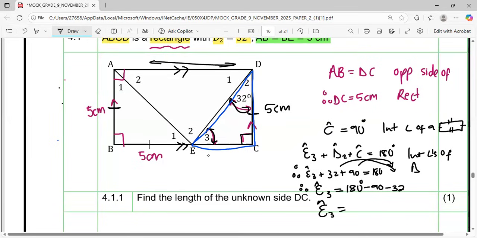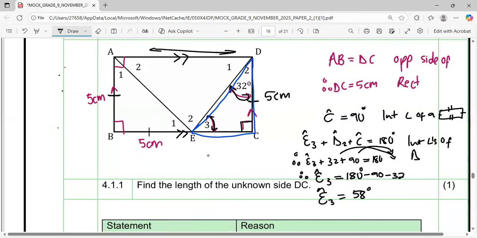How much do you guys get? I got 45. 45, eh? No way. Let me double check. 90 minus 32 is how much? It's going to be 58. Yes, our answer there is 58. So meaning E3 is 58.